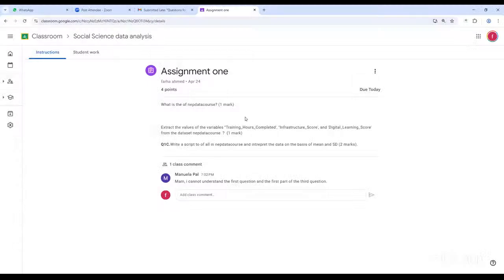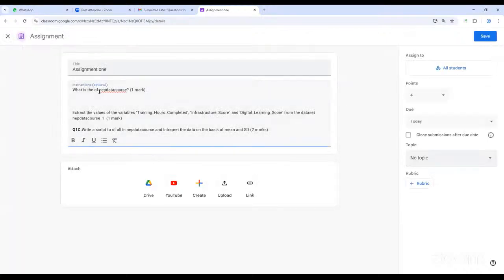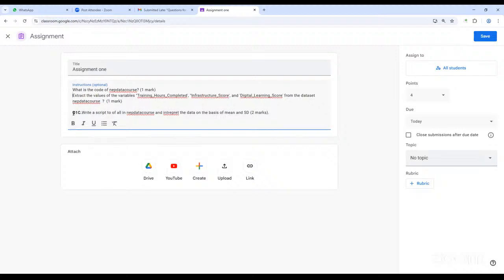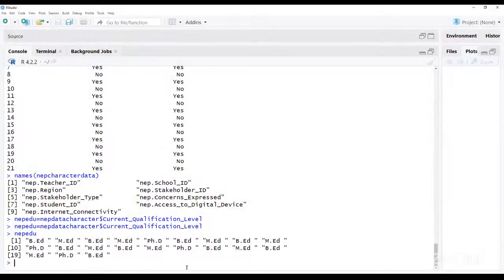Ma'am, the first question is the top part. One second. The question is, okay. So code, how have you uploaded the NEP data course? So, 1A, 1B. How have you uploaded the NEP data course? I showed you yesterday how to upload the file with read.table, right? So that script, that code you have to write down in the assignment section.